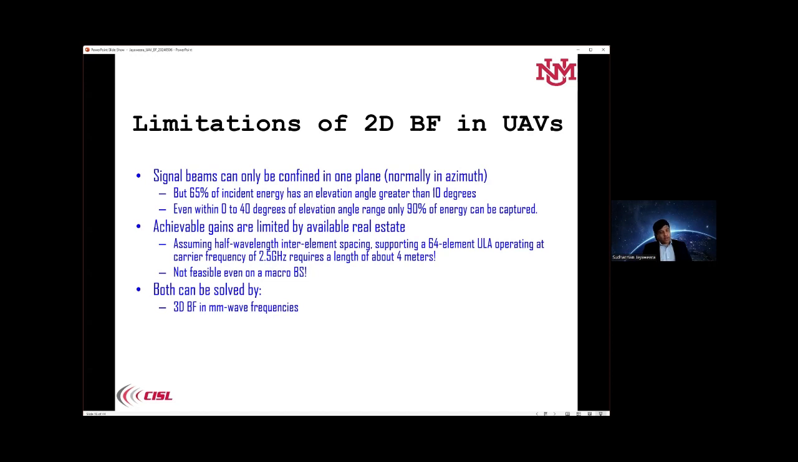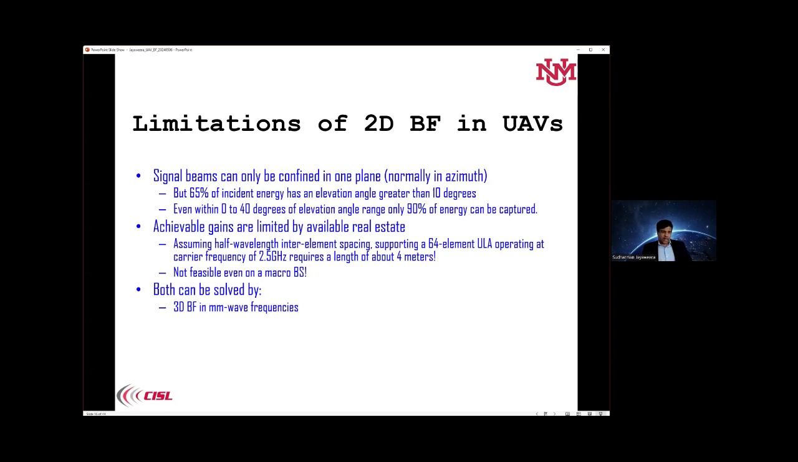There is also another disadvantage. If you use linear arrays or one-dimensional arrays to perform the two-dimensional beamforming, with the requirement of at least half wavelength inter-element spacing, supporting large antenna arrays is problematic, because the larger the number of elements in the antenna array, the longer the array is going to be, since all the antenna elements are in one dimension.